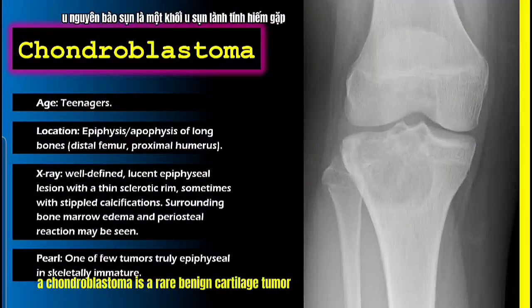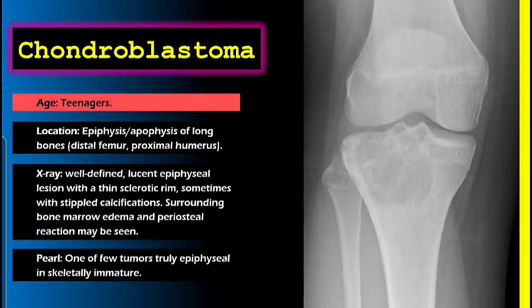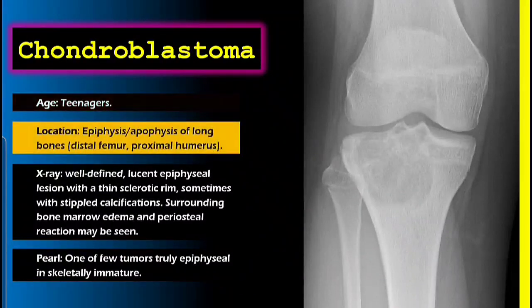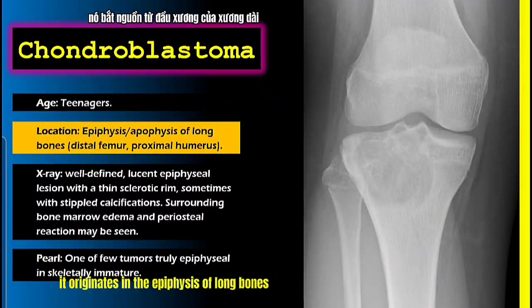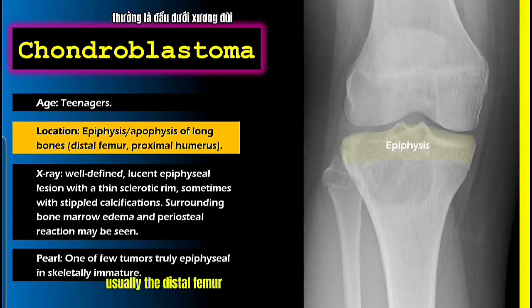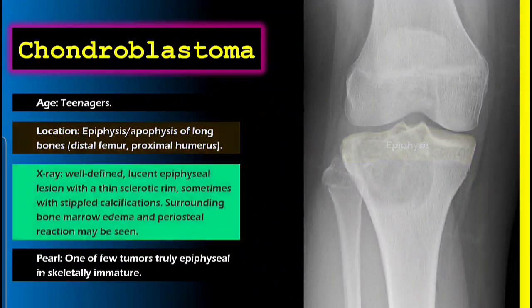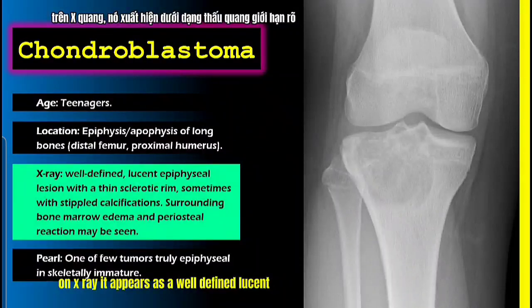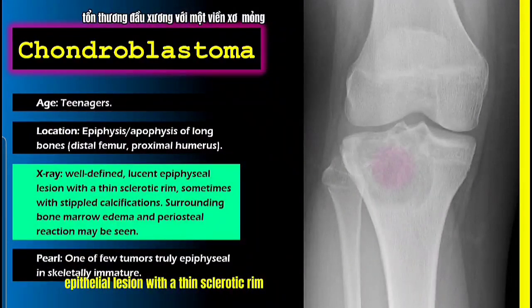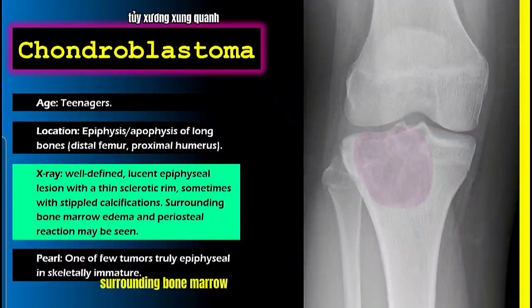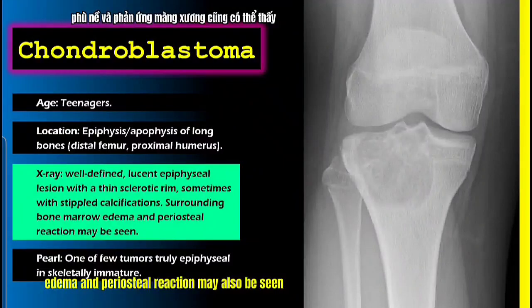A chondroblastoma is a rare benign cartilage tumor. These typically occur in teenagers. It originates in the epiphysis of long bones, usually the distal femur, proximal humerus, or proximal tibia. On X-ray, it appears as a well-defined, lucent epiphyseal lesion with a thin sclerotic rim, sometimes with stippled calcifications. Surrounding bone marrow edema and periosteal reaction may also be seen.